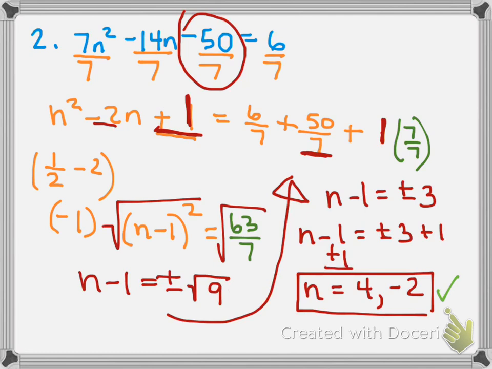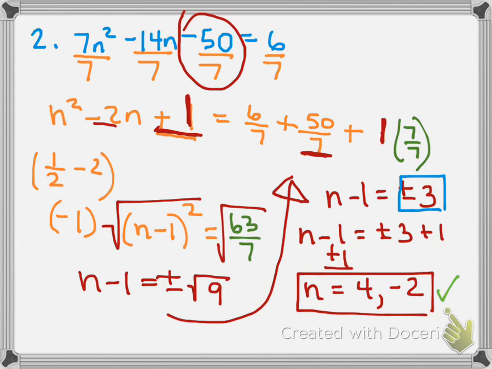To finish the problem, I take the square root of both sides. You also have to know that 63 divided by 7 is 9. Take the square root of both sides. You get plus or minus the square root of 9. The square root of 9 is 3. So the square root of 9 is plus or minus 3 right here.